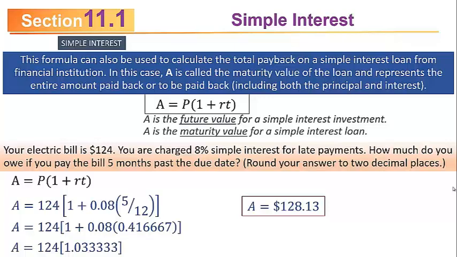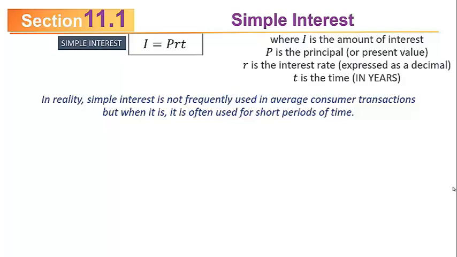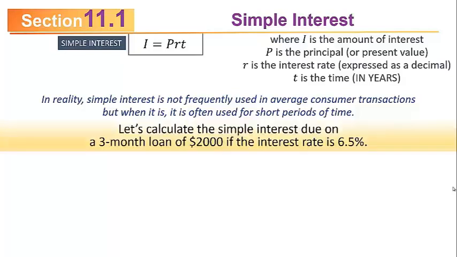I know I say this a lot, but don't round too much in the preliminary calculations. Carry more decimal places than you think you need, and then round at the end. Rounding too early can cause you to be off in the final answer. In reality, simple interest is not frequently used in average consumer transactions, but when it is, it's often used for just short periods of time.